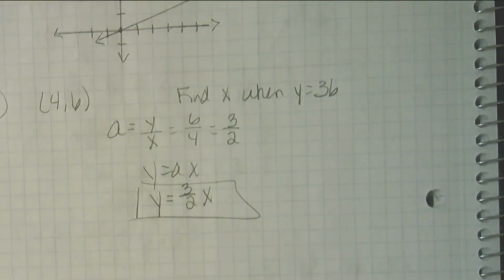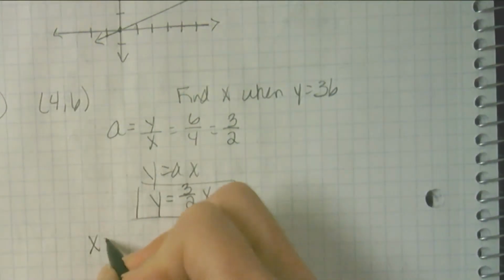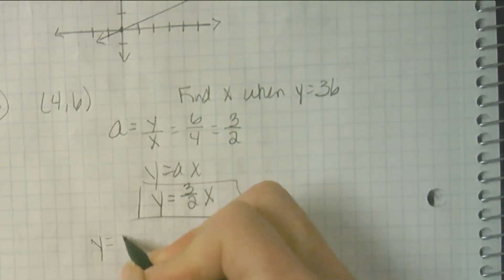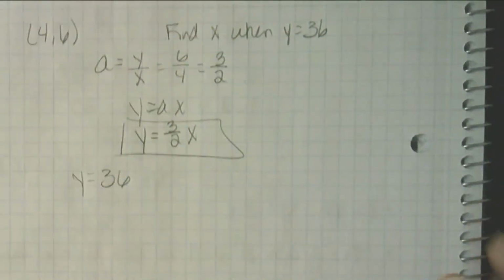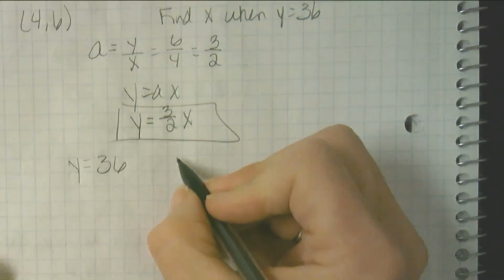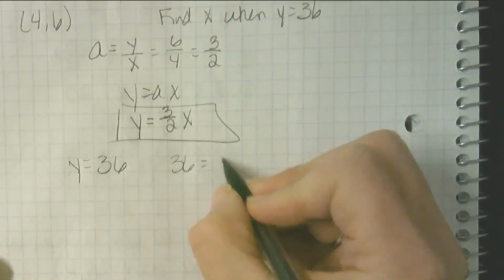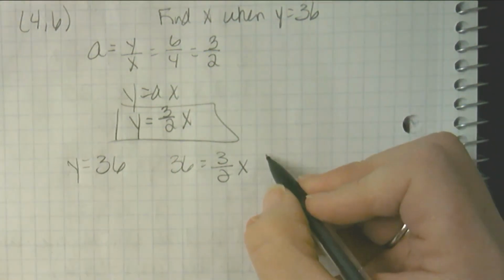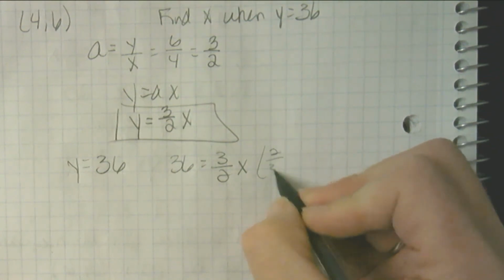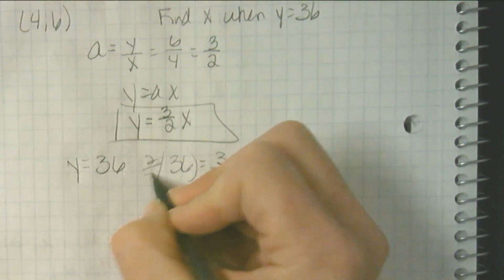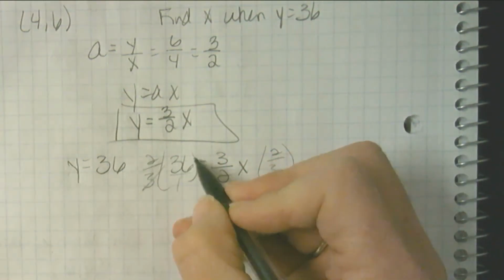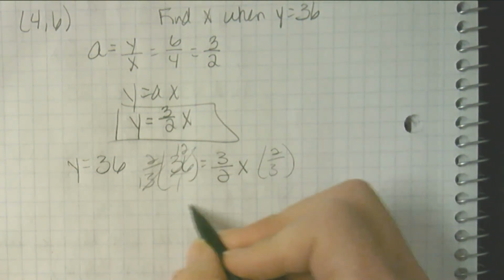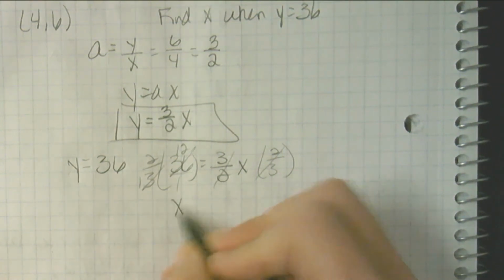And now I'm going to evaluate it when y equals 36. Always write the equation first and then use it. All right, so now what, Natalie? 36 equals... All right, solve it for me. Excellent. That's 12, right? So I get x is equal to 24.